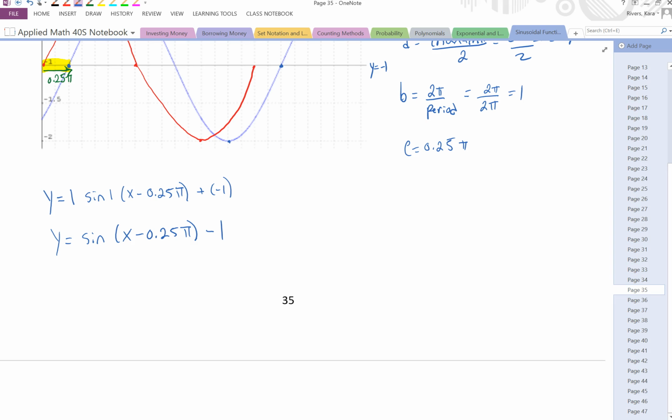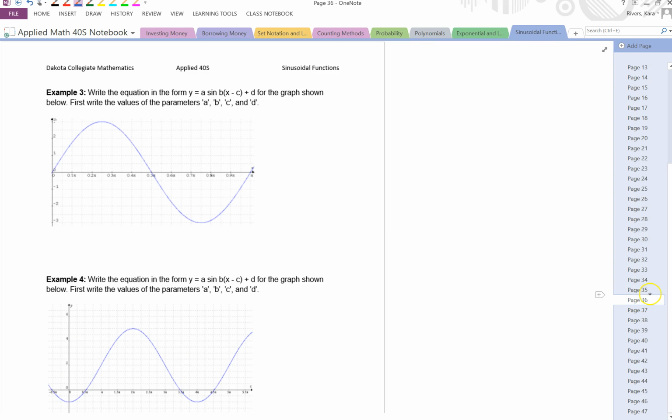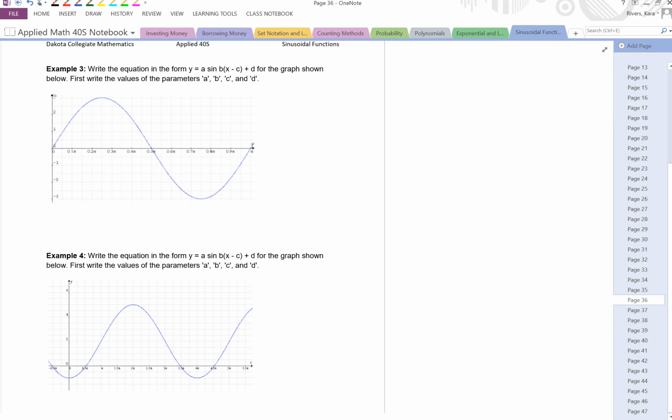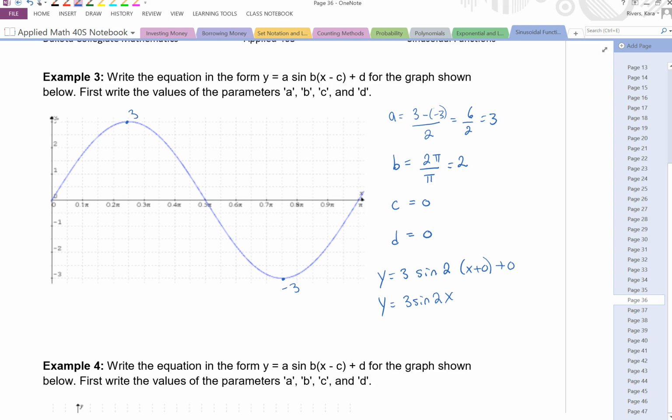Alright, let's take a look at examples 3 and 4. I think you have what you need now in order to do the same thing we were doing, so go ahead and try examples 3 and 4, find your parameters and write it into the equation, and see if you get the answers that match mine. So for example 3, you'd get that a is 3, b is 2, c is 0, and d is 0, and you get an equation of y equals 3 sine of 2x.